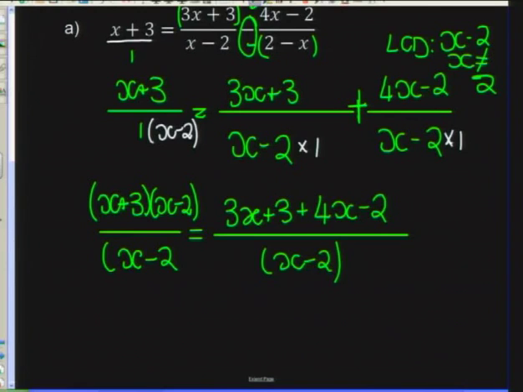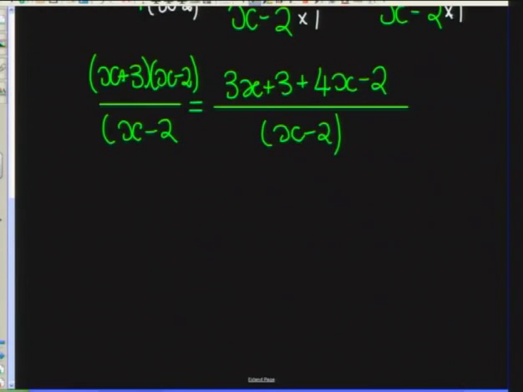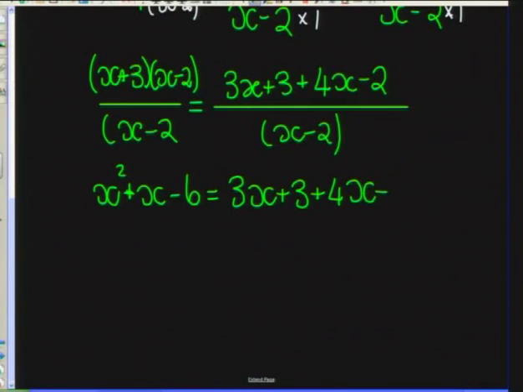So we're going to drop the denominator, and we're now going to just solve the equation. So we've got x squared. I have got plus 1x. I've just done the FOIL in my head there. Hope everyone's followed that. And that's going to be minus 6. I've got 3x plus 3. I've got 4x minus 2.